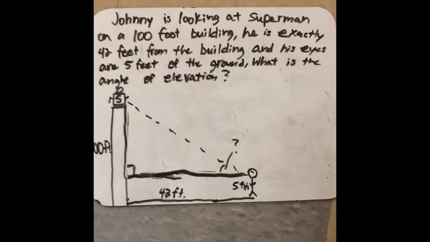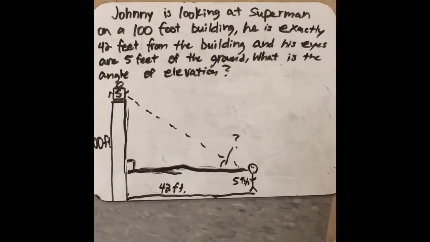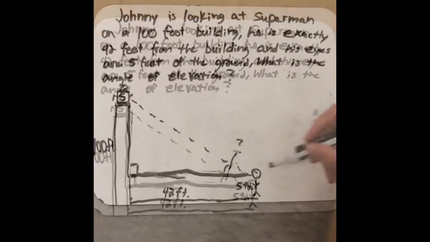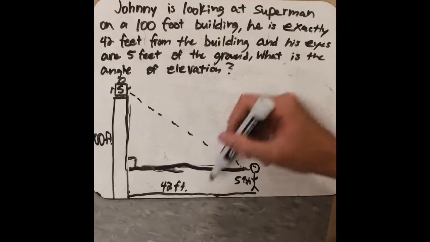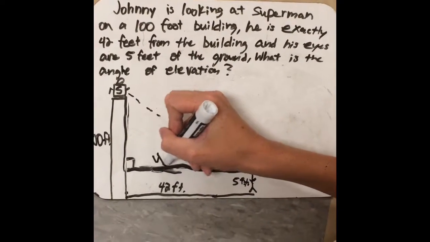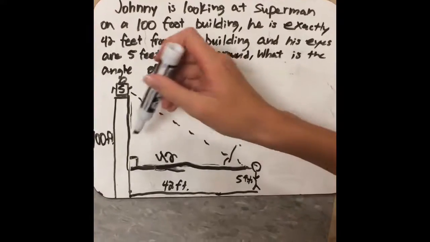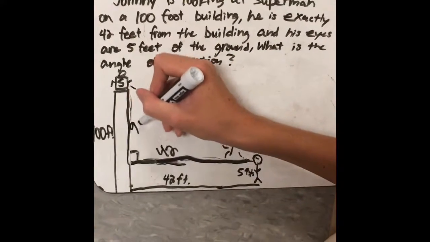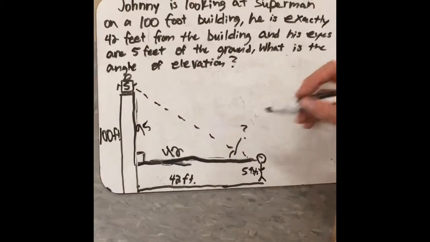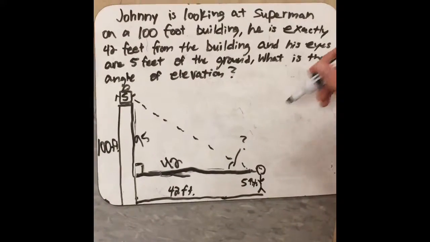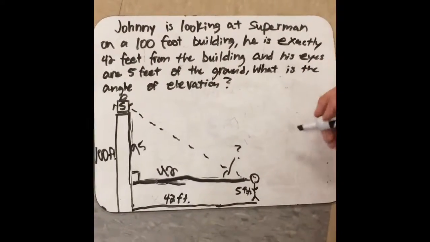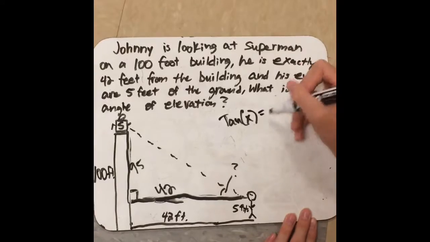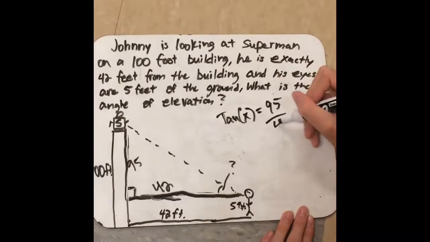Johnny is looking at Superman on a 100-foot building. He's exactly 42 feet from the building, and his eyes are 5 feet off the ground. What is the angle of elevation? Obviously, since this is just equivalent, it will be 42 feet. And since this is a 100-foot building and his eyes are 5 feet off the ground, just 100 minus 5, which is 95 feet. And now, since this is a 90-degree angle, we can use trigonometry to solve for this angle. So the equation we're going to use is the tangent of x equals 95 over 42.